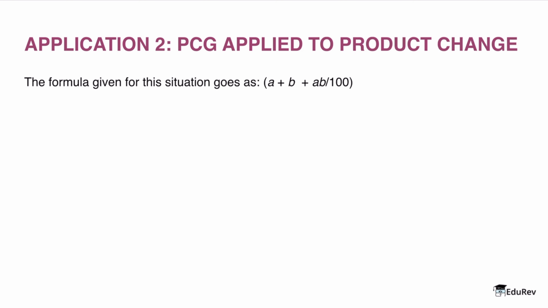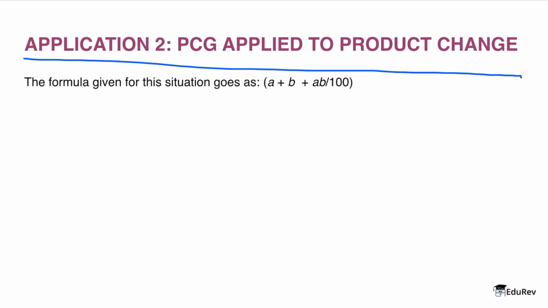Alright, so let's study application 2, where application 2 is PCG applied to the product change. There is one formula which we need to apply for this. But initially let's understand what the concept is, and then I'll tell you how to apply the formula.